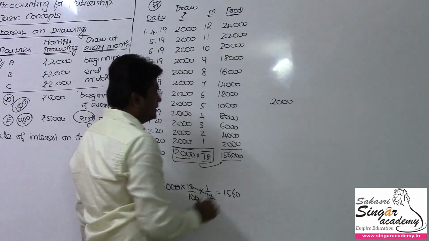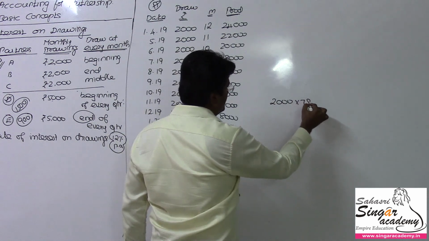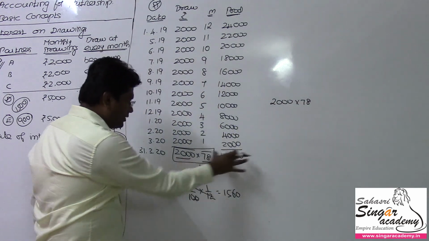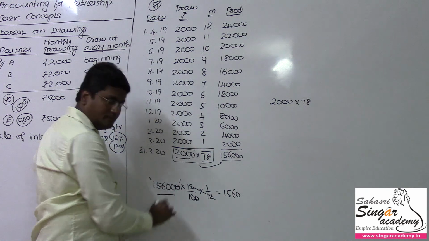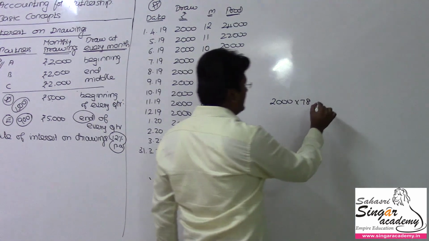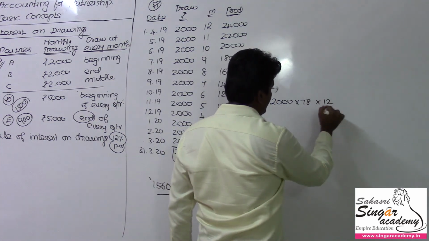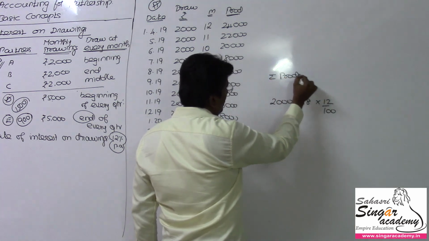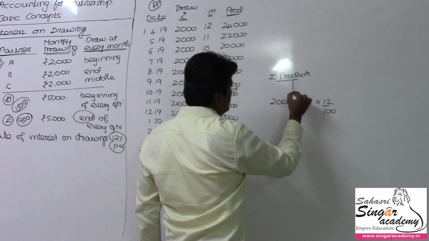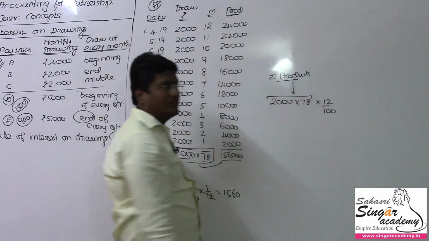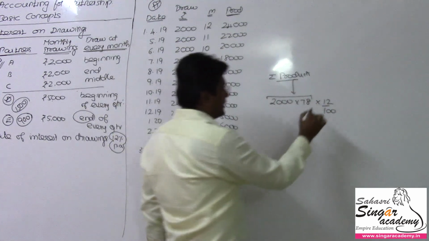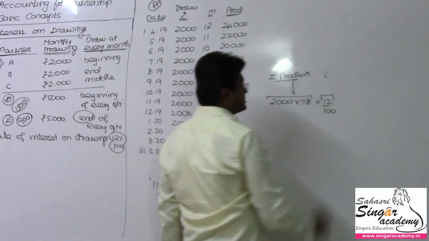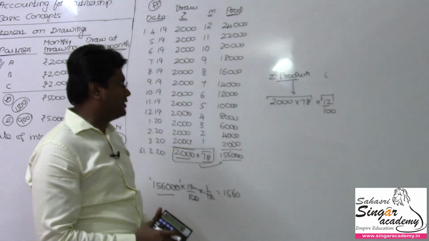2,000 rupees into 78. This is the summation of the value. Don't forget to multiply with the rate of interest, 12%. The sum of the products is nothing but this one, and this is the rate of interest, I use small i for rate of interest.